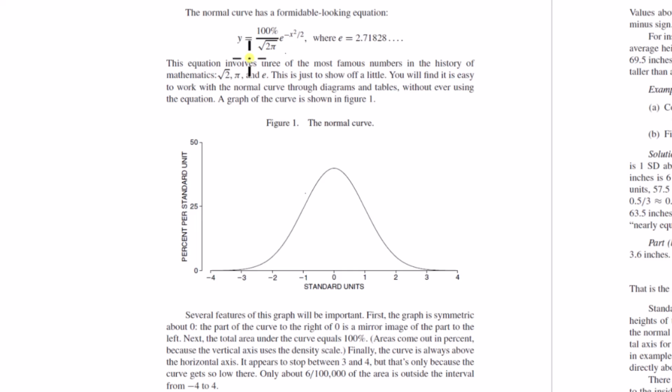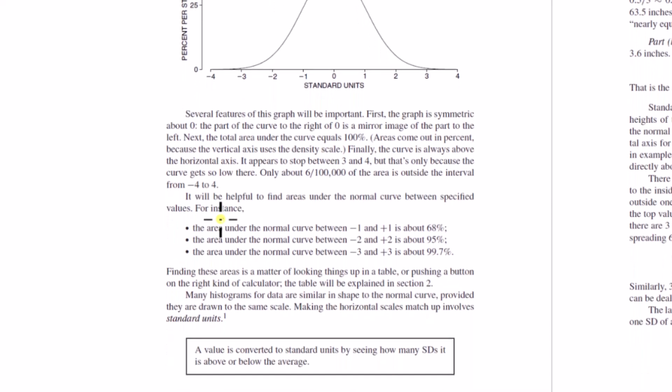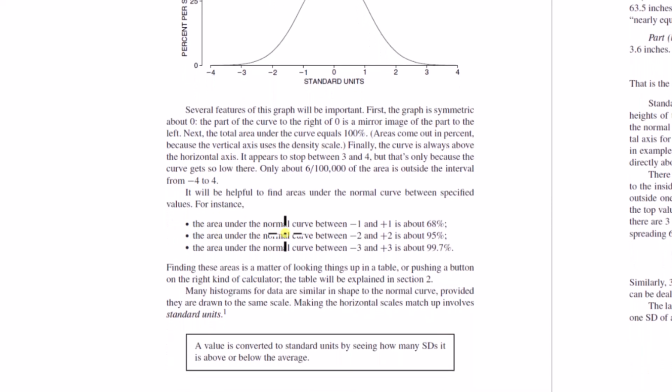That's the idea. It would be helpful to find areas under the normal curve between specified values. For instance, the area under the normal curve between -1 and +1 is 68%. Between -2 and +2 is 95%. Between -3 and +3 is 99.7%. So this should look familiar. This 68%, 95%.